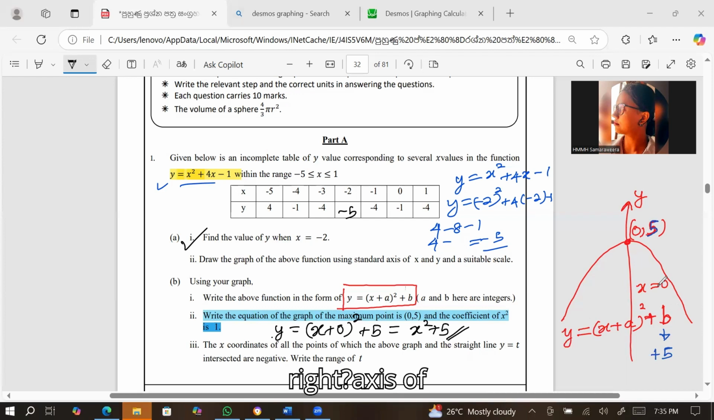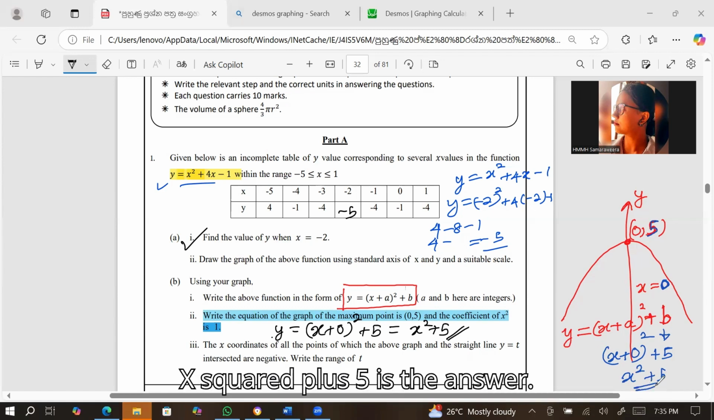Right? Axis of symmetry is 0. Then x plus 0 all square. x plus 0 means x. It means x squared plus 5. x squared plus 5 is the answer.